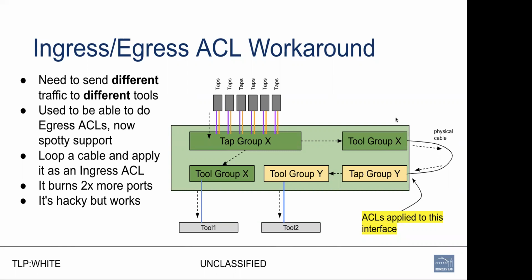Now it does have some limitations. You're going to be capped at the link speed of these interfaces that you're looping that cable through. So if these are 10 gig interfaces and you're bringing in more than 10 gigabits per second of traffic, you're going to have to cut down on the traffic some other way before you send it out here, or you're just going to oversubscribe that interface. And then also it's a little expensive. You're burning 2 ports on your tap aggregation equipment for every egress ACL you want to add. But it does technically work, and it's something that we are using in a few places.